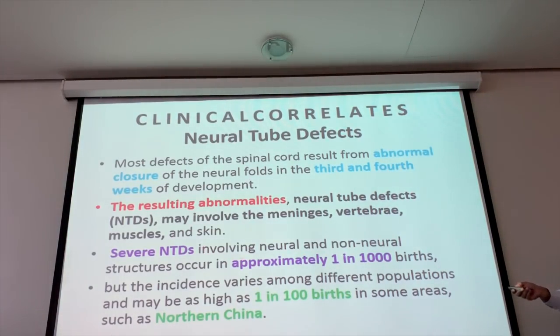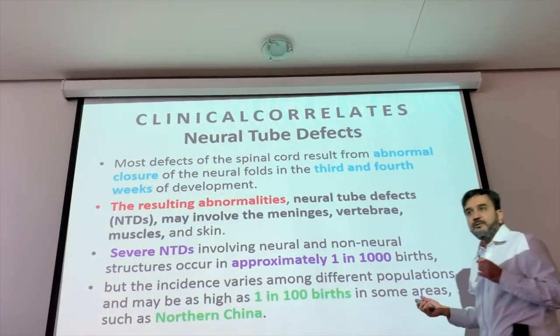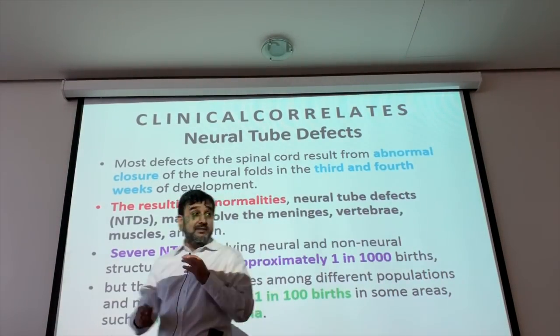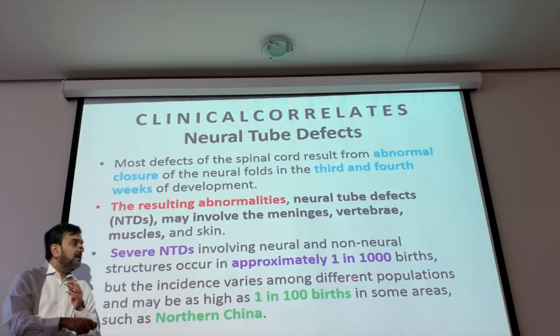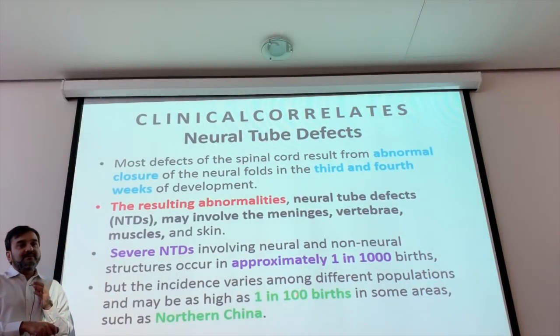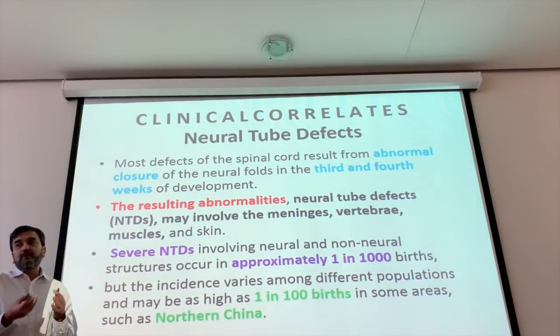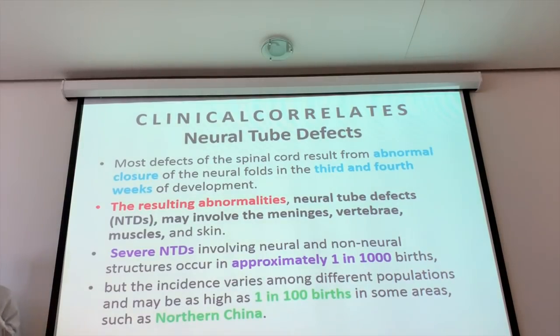Severe entities involve the neural and non-neural structures and approximately occur in 1 in 1000 births. But in certain areas like northern China, it is very prevalent, and you can have 1 in 100 births with neural tube defects. So although it is a common condition, certain areas are endemic, where you would find a lot of neural tube defects.